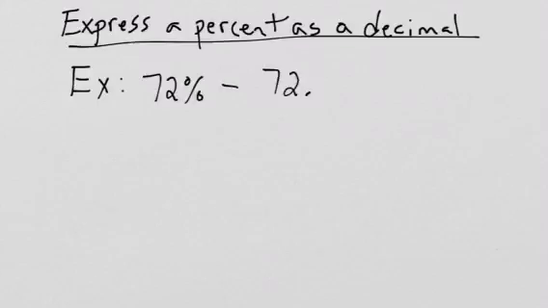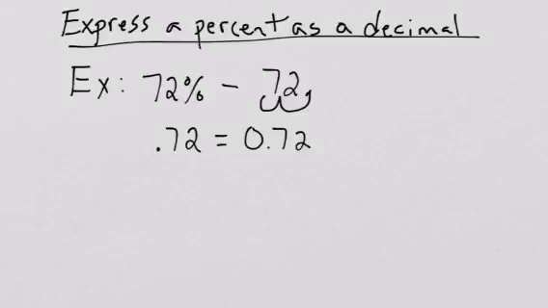Now keep in mind, because we're going from percent to a decimal, our percent sign is just going to drop off. And we're going to take that decimal, and now we're going to go the opposite direction. So we're going to go 2 places to the left. And so 72% is 0.72 or 72 hundredths. And if you want to put a 0 in front of the decimal, you can. It's just the same thing.